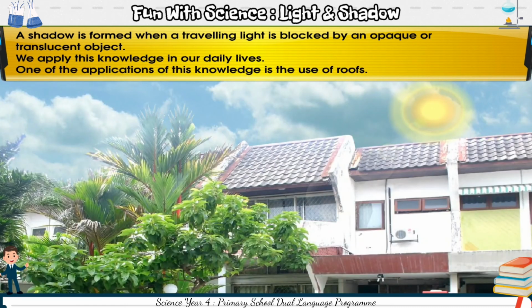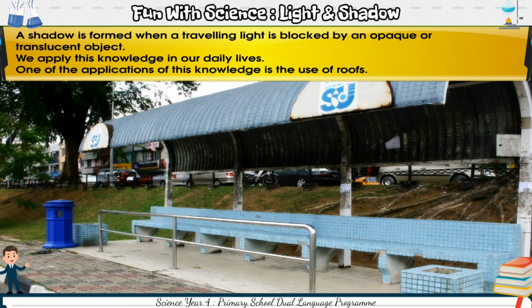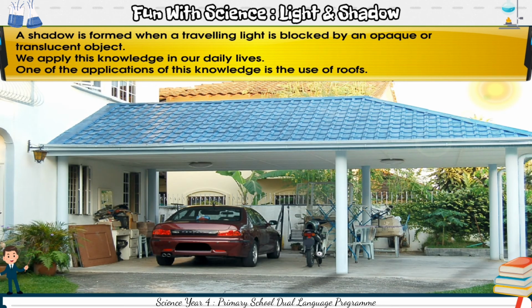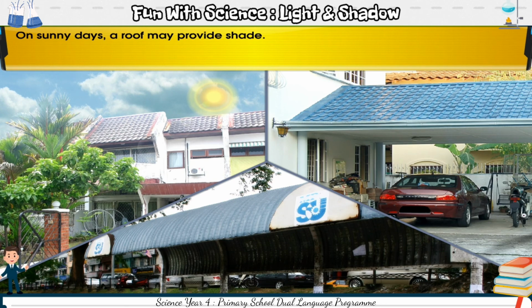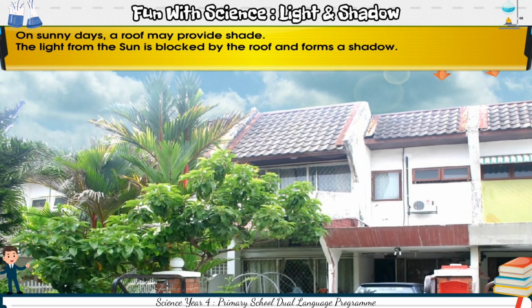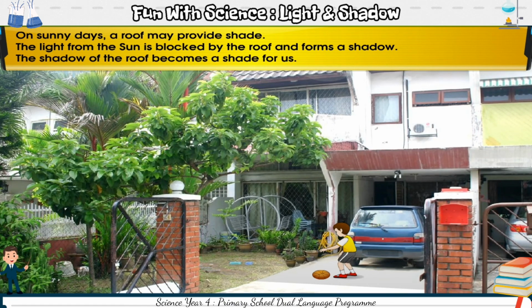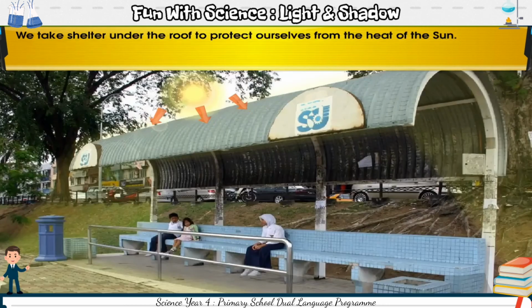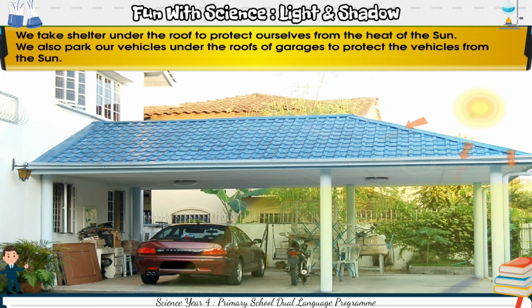One of the applications of this knowledge is the use of roofs. On sunny days, a roof may provide shade. The light from the sun is blocked by the roof and forms a shadow. The shadow of the roof becomes a shade for us. We take shelter under the roof to protect ourselves from the heat of the sun. We also park our vehicles under the roofs of garages to protect the vehicles from the sun.